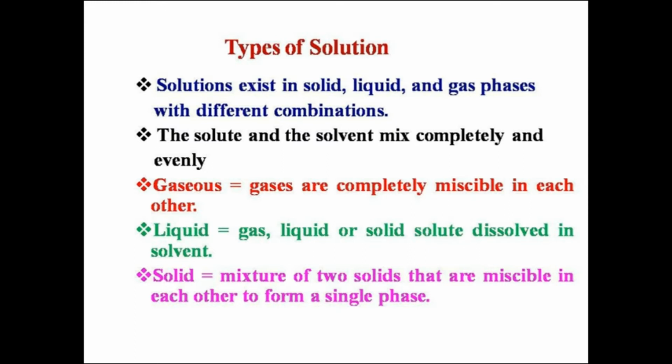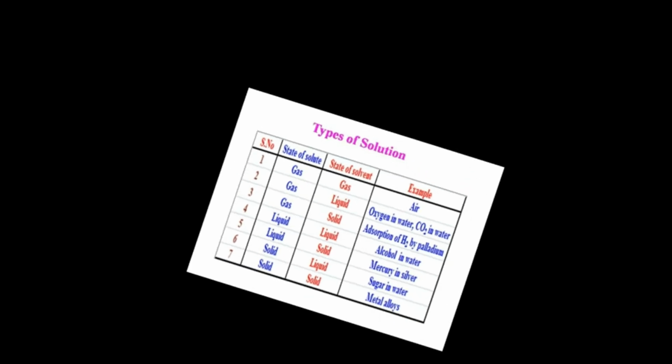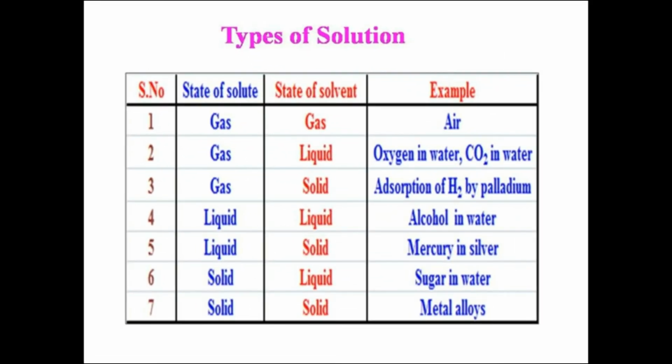Similarly, I can give an example for solid phase, brass. Brass is a solution which contains copper and zinc. So, for the types of solution, I can give a list of solute and solvent and also examples. The state of the solute, gas, state of the solvent also gas, the well-known example, air. Solute gas and solvent liquid, example, oxygen in water, carbon dioxide in water. Solute gas and solvent solid, absorption of hydrogen by palladium.